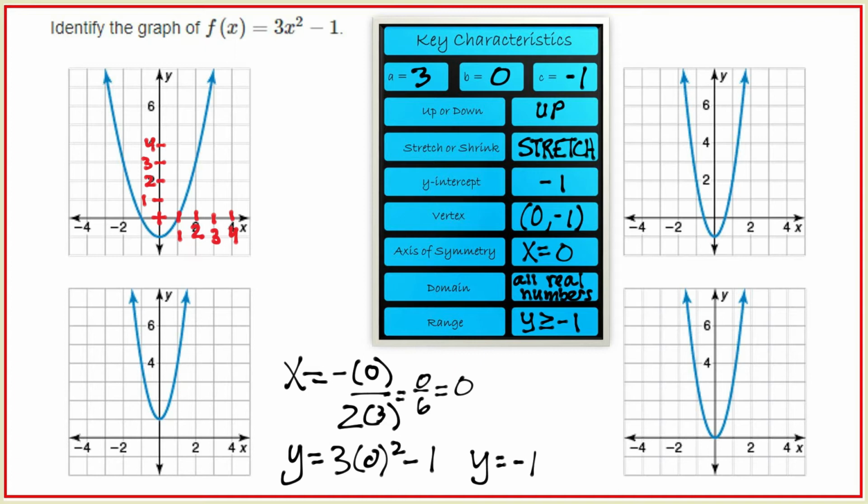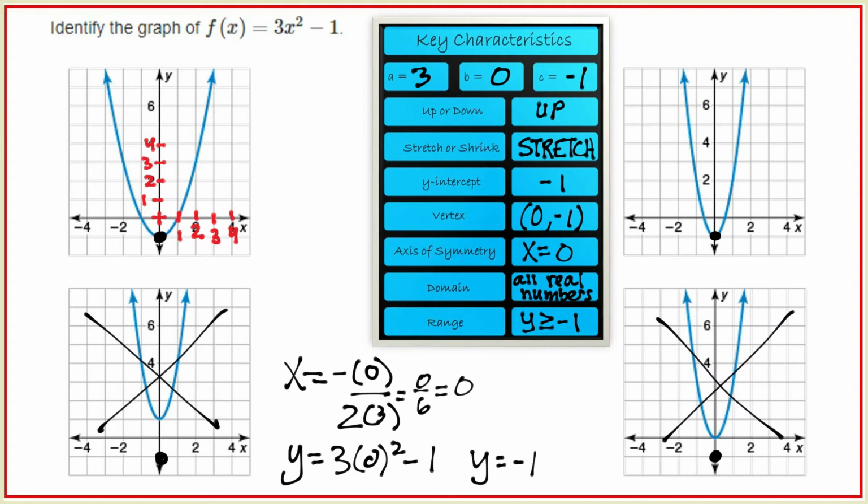So this is the best possible graph. Every square is equal to 1 in the x direction and in the y direction. So our vertex is at 0, negative 1. That would be there. On the next graph, 0, negative 1 is there. On the next graph, 0, negative 1 is there. So this graph is definitely out because it doesn't have the right vertex. And on the last graph, 0, negative 1 is there. So this graph is definitely out.